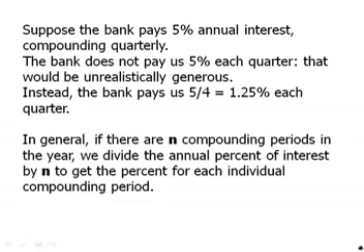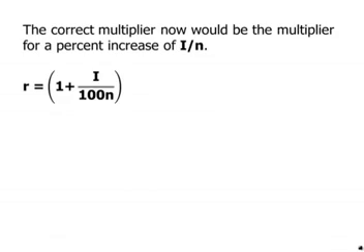In general, if there are n compounding periods in the year, we divide the annual percentage increase by n to get the percent for each individual compounding period. So we divide by 4 for quarterly compounding, we divide by 12 for monthly compounding. The correct multiplier now would be the multiplier for a percent increase of I divided by n. So writing this out very algebraically, 1 plus I over 100n, that's our multiplier.